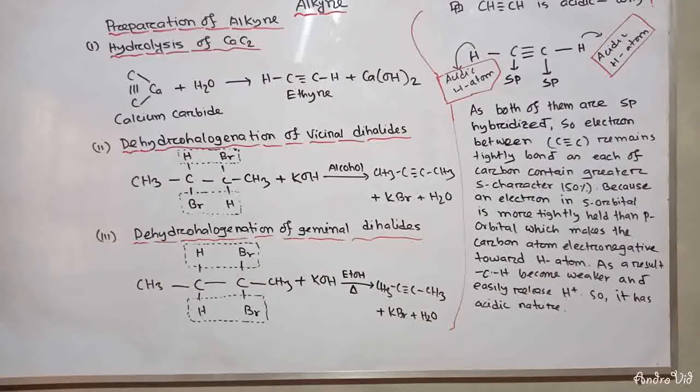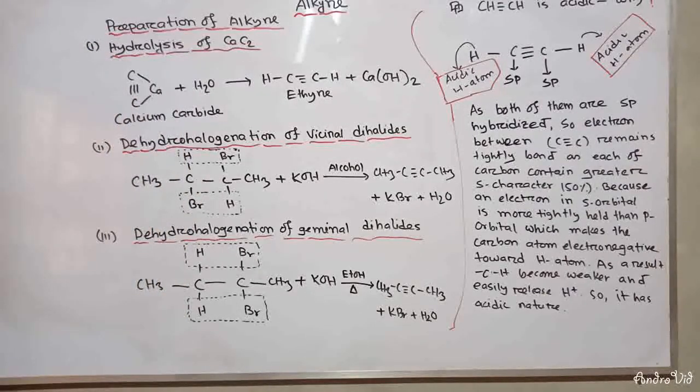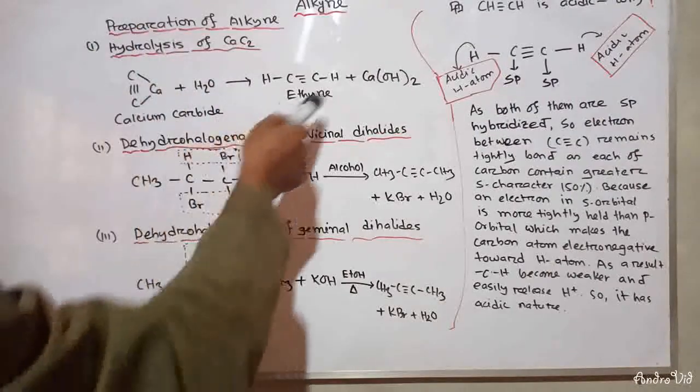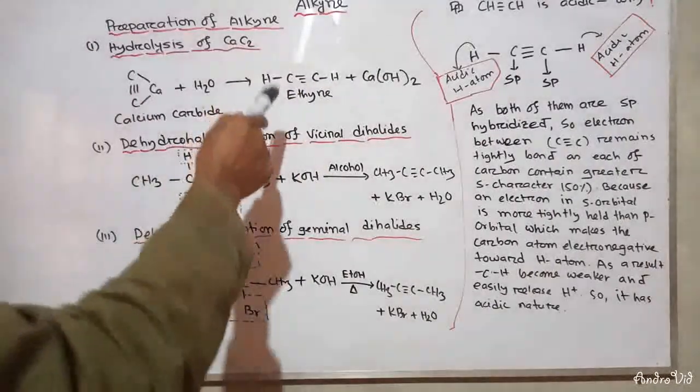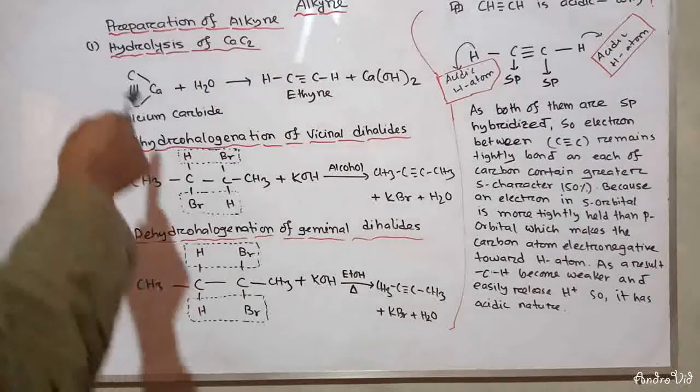So for the preparation of alkyne, there are a number of processes. Among all the processes, I have chosen 3. The first process is hydrolysis of calcium carbide. This is the structural formula of calcium carbide. If you hydrolyze this calcium carbide, then you will get the first member of alkyne, ethyne, along with calcium hydroxide. So this is the way to prepare ethyne.